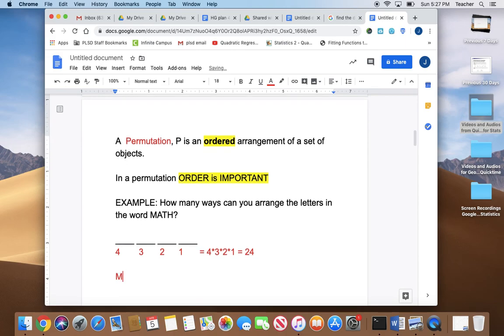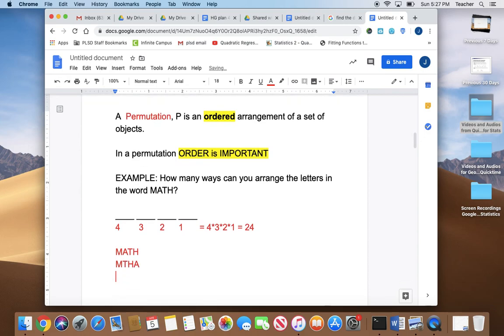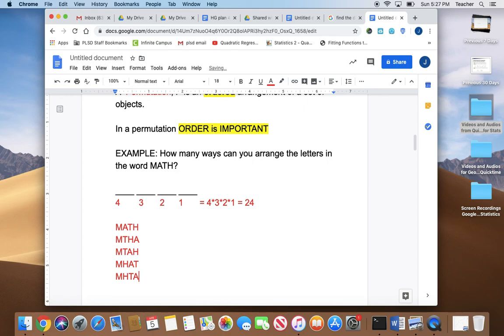So what an arrangement means is, M-A-T-H would be one arrangement of the letters of the word math. But then I could have done M-T-H-A. That would be another arrangement. Or M-T-A-H. That would be a third one. Or M-H-A-T would be a fourth one. Or M-H-T-A. So I could write down, if I arranged all the letters in the word math, there would be 24 possible arrangements. So then I could have T-H-A-M. So there's 24 possible arrangements of the letters of the word math.